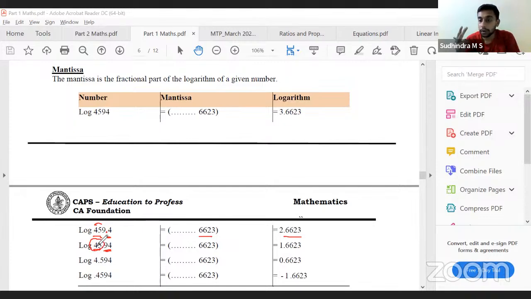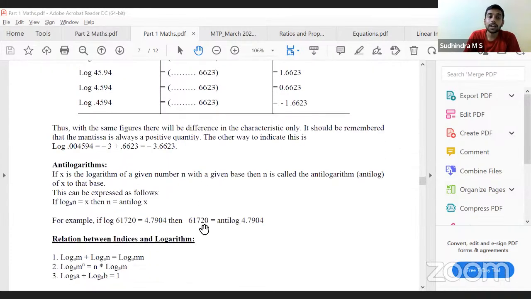So two digits are there before the decimal. Therefore, characteristic is 1. If it is 4.594, only one digit is there before the decimal, characteristic is 0. If it is 0.4594, since none of the digits are there before the decimal, we have to write it in negative, and 0 digits after the decimal. The number of zeros are 0 after the decimal. Therefore, minus 1. Minus 1.6623. This is how the logarithm values are represented.